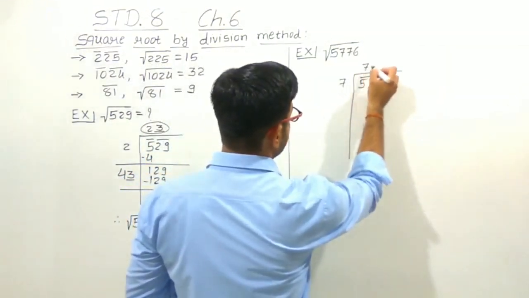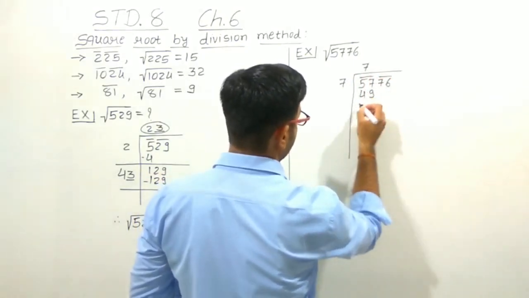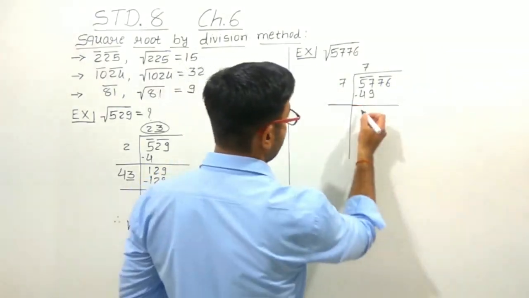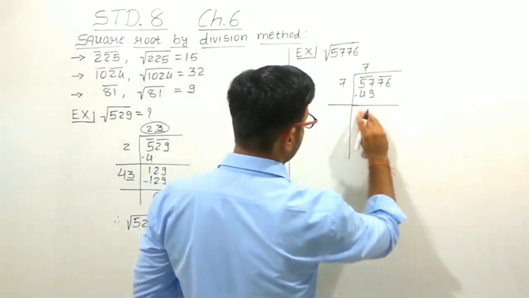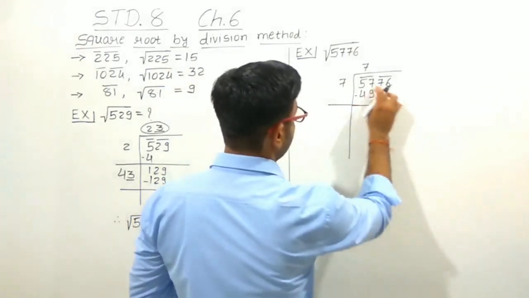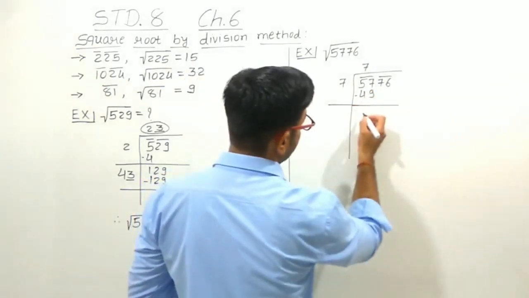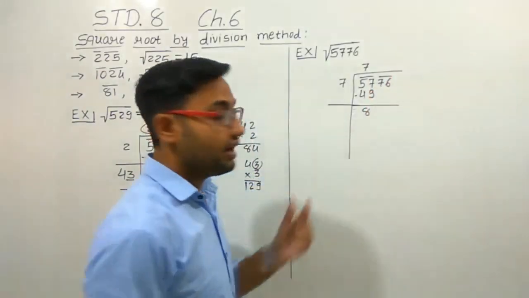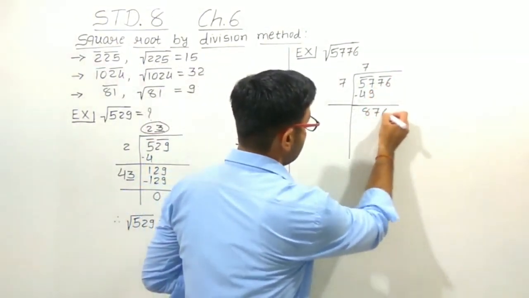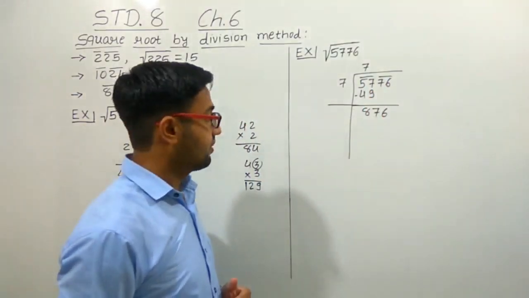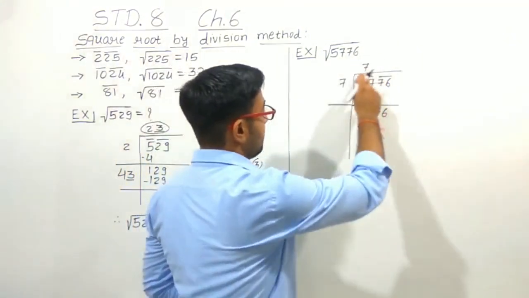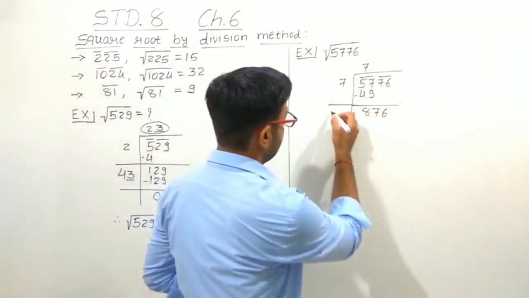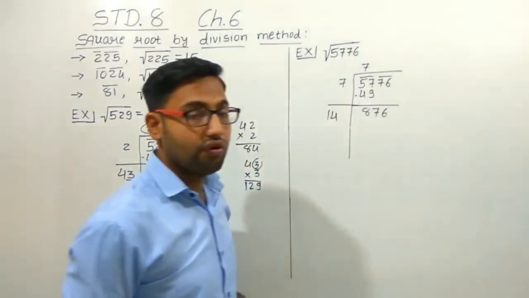7 7s are 49. Okay, so what will happen now? When we subtract, what we get here is 57 minus 49, that is equal to 8. Now whatever the second pair is, we have to bring this pair down. So we get the new number 876. Now what will be the next step? We have to double this digit. So the double of 7 is 14. So we have to put 14 here.